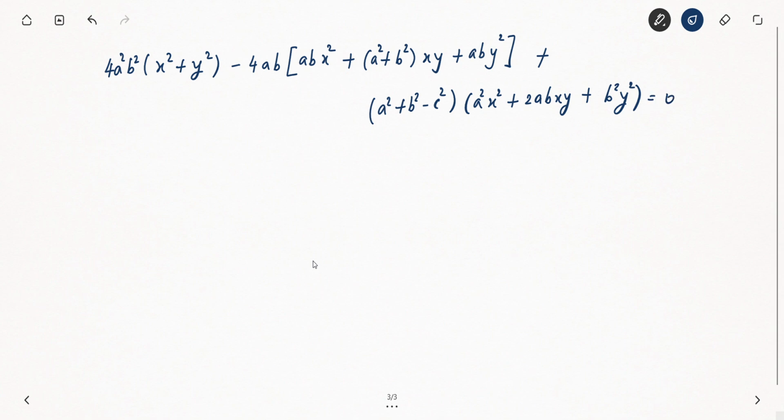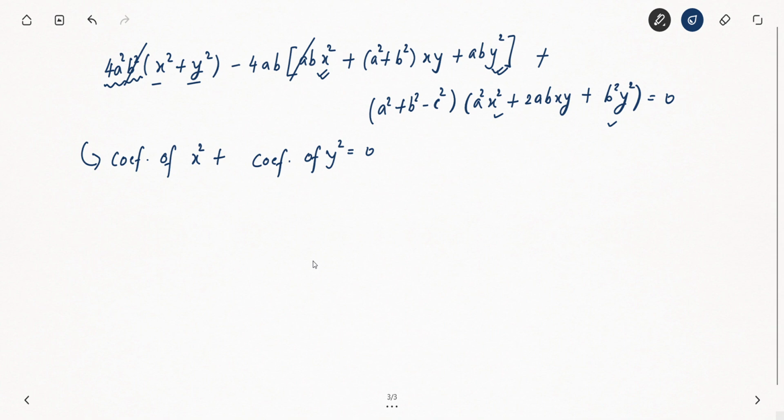Now see one thing, from here I will be getting x square and y square coefficients. From this term also I will be getting x square and y square coefficients, not from this term. Okay, and again from this term and from this term. So let us see what the coefficients of x square and y square are. Basically what we are going to do is coefficient of x square plus coefficient of y square should be equal to 0 for perpendicularity. If you see closely, the coefficient of x square here is 4a square b square, and here also the coefficient is minus 4a square b square. So these two terms will get cancelled. Okay, and this term 4a square b square will get cancelled with this term.